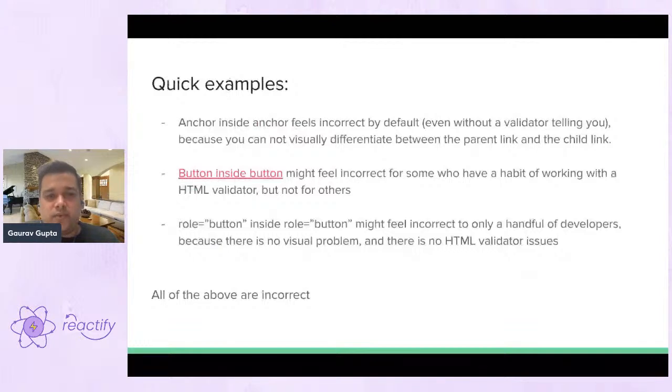Cool, we'll jump into examples very quickly. If you have been writing HTML for a while, and you get into a situation where you are writing an anchor inside an anchor, then by default, reflexively, you will say that it feels wrong for some reason, because this is not something that you do typically. There might be some use case for which you are doing it now, but by default you'll think that okay, this is not all right, even without a validator telling you.